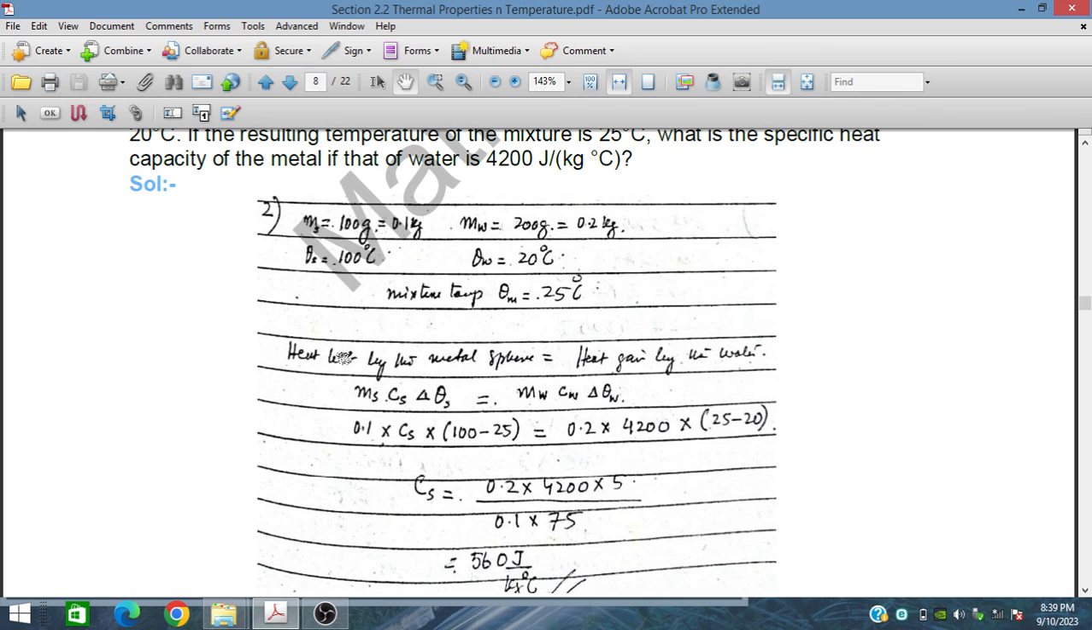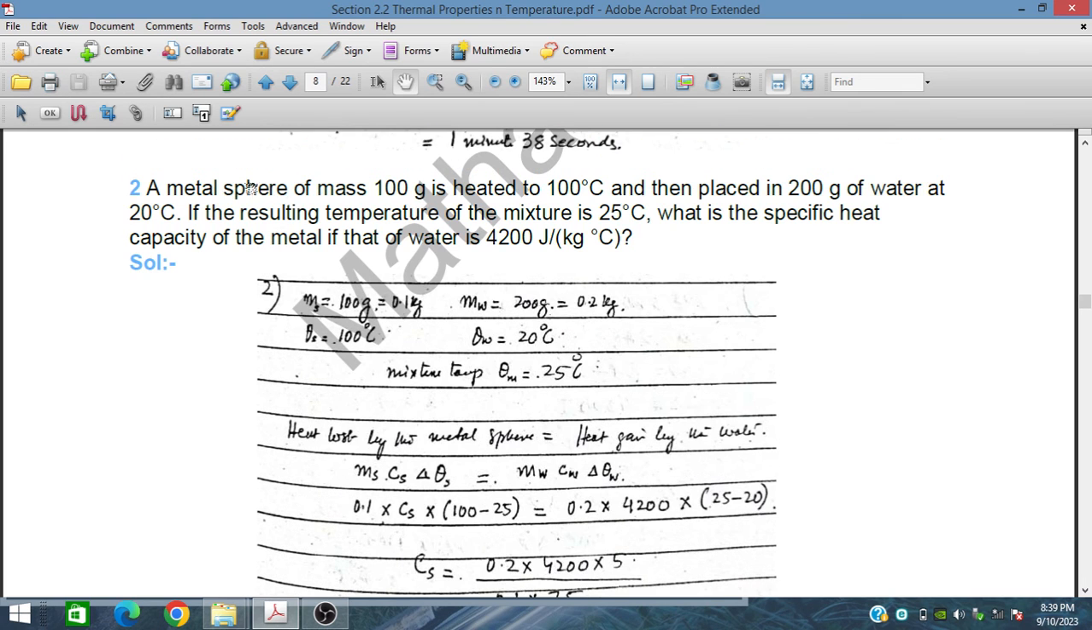This is very, very important. One of the objects loses heat, and the other one gains heat. Because its temperature rises, it gains the heat. Its temperature drops, so it lost the heat.